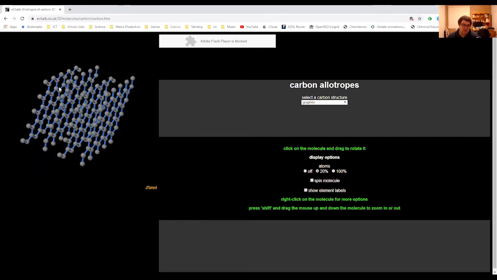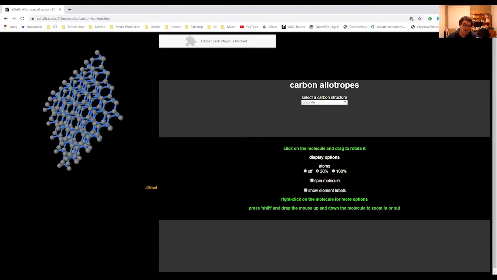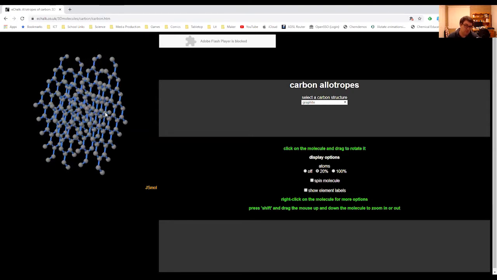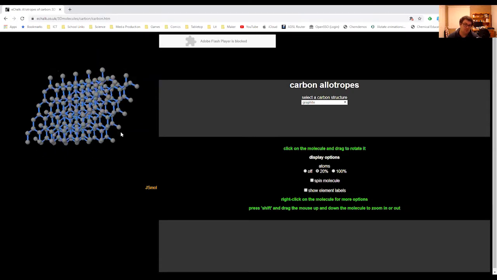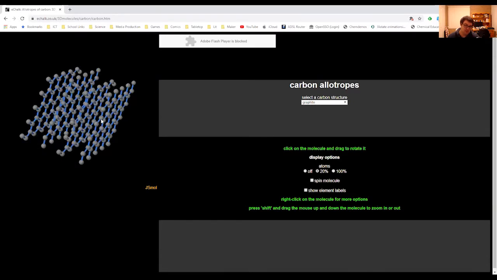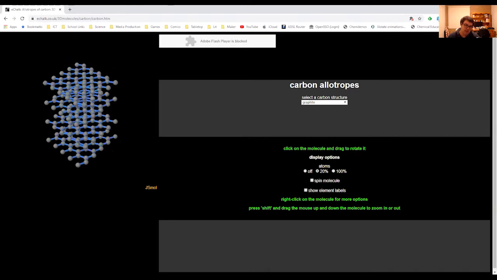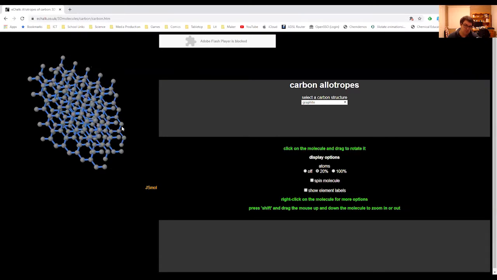Another reason is why graphite is conductive. If you have a look at each of these carbon atoms, each carbon is only bonded to 3 other carbons. Carbon's got 4 electrons, guys, so that means there's a spare electron on each carbon. It's quite unusual for a structure made up of non-metals.